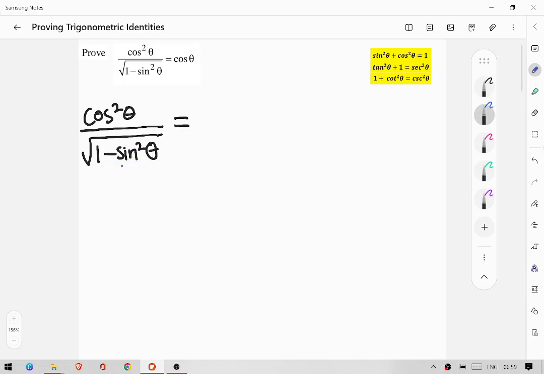This sine squared theta, we have to substitute by using one of the identities that we have over on the right hand side. The first identity says that sine squared plus cos squared equals 1. So sine squared theta equals 1 minus cos squared theta. So we can use this and substitute inside.